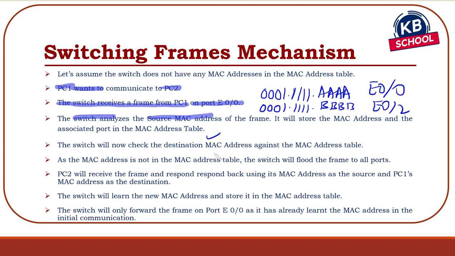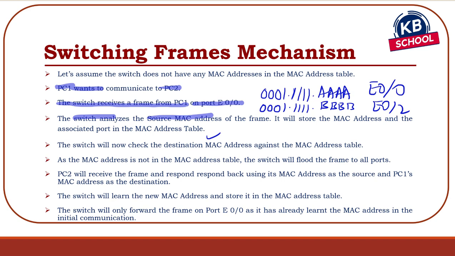The switch will learn the new MAC address and store in the MAC address table. Switch will only forward the frame on port E0/0 as it has already learned the MAC address in the initial communication. So once this is done, this is just the initial part. Once this is done, switch believes in forwarding packets or frames only to the ports where the destination resides at. So it doesn't unnecessarily flood the entire network. That's the difference between a hub and a switch.